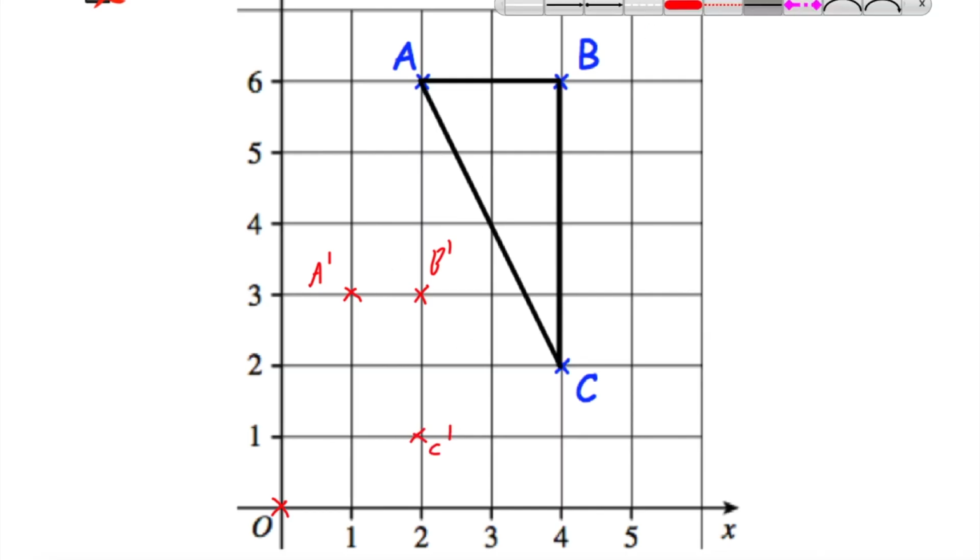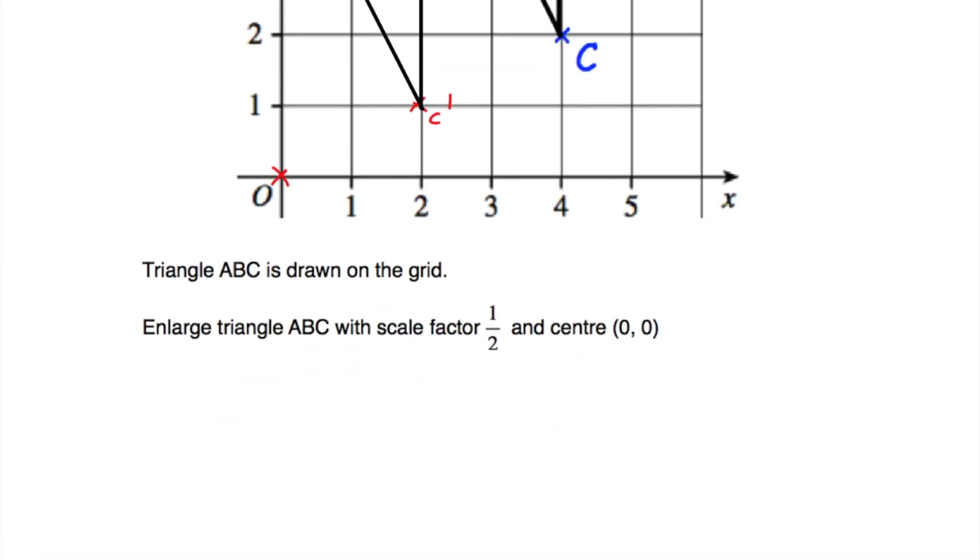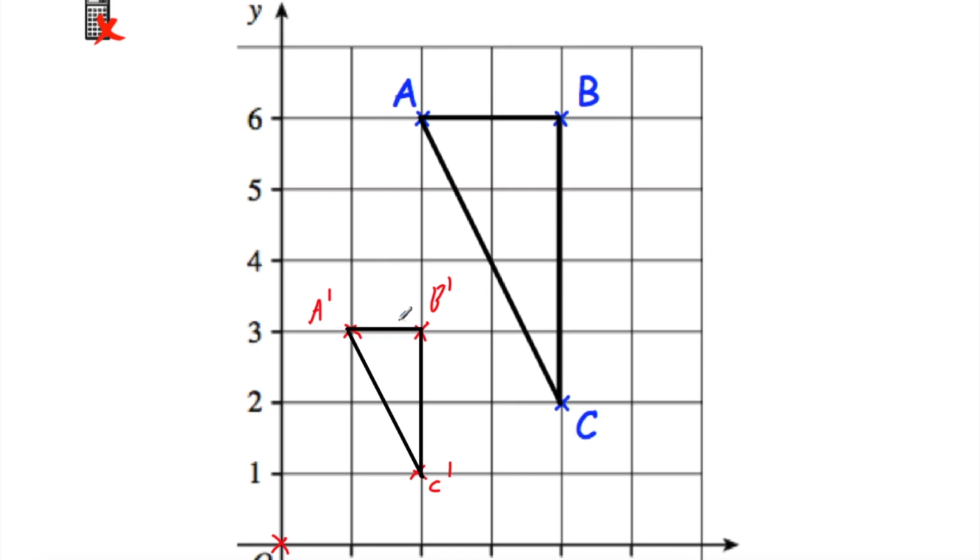So then if we just join up those points, that's where the triangle would be. Now I've labeled it A dash, B dash, C dash. You don't need to label them like that unless the question asks us to. You could just find out where they move to, and that would be there.